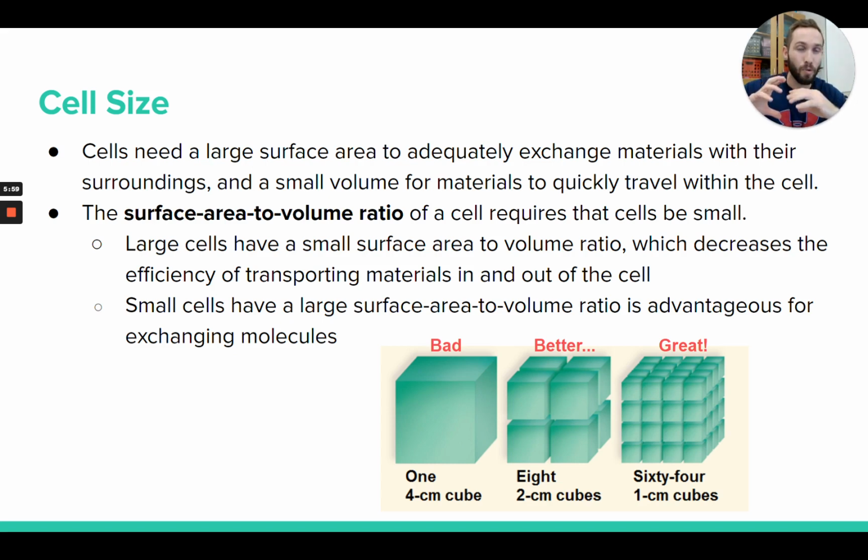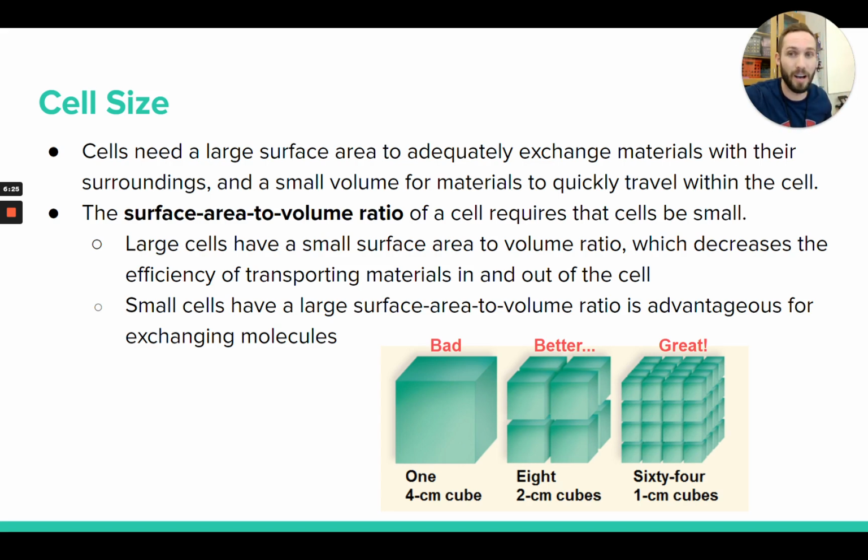And if you work out the math, which you don't need to do, when cells get bigger, the volume actually increases way more than the surface area. So as cells get bigger, they're increasing way more in volume than in surface area, which is less ideal. Getting bigger is a problem because your volume is increasing faster than your surface area. And so for that reason, cells like to be small.